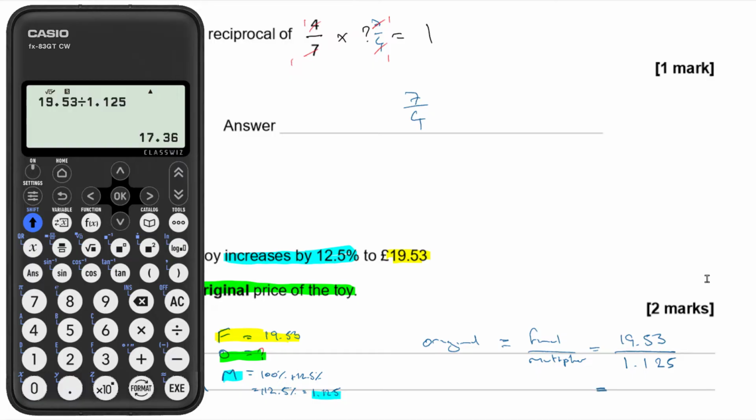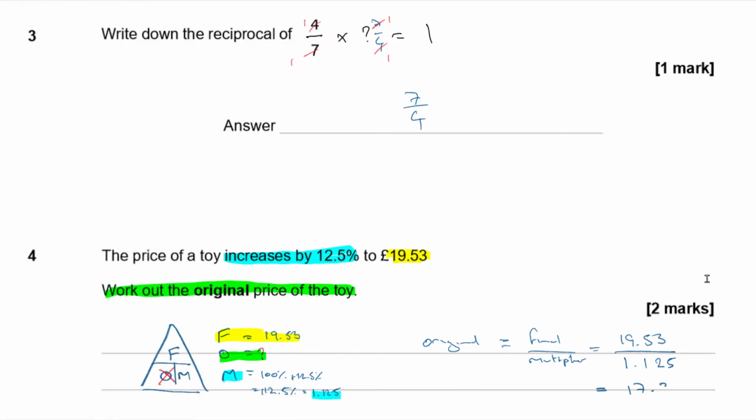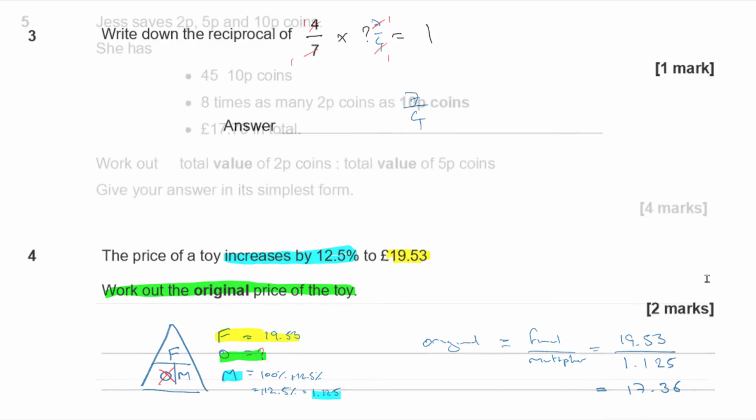Okay. These sorts of questions, just think, is my answer sensible at this point? Yeah, it was increased, so the price we're looking for is meant to be less, so I think that does look reasonable. £17.36.